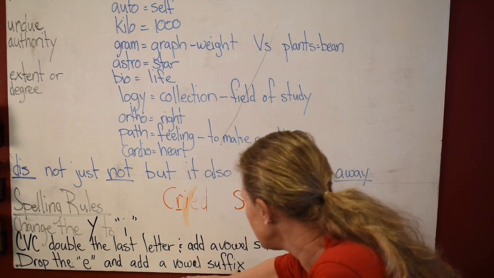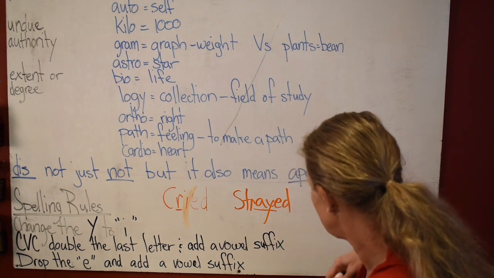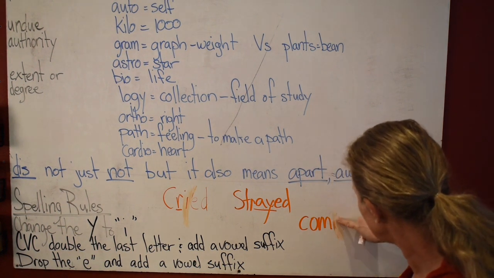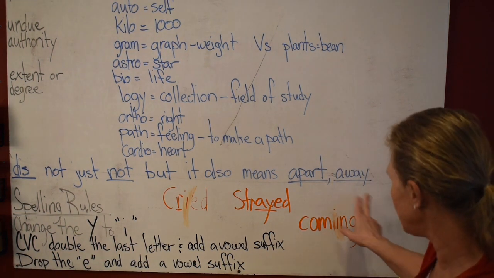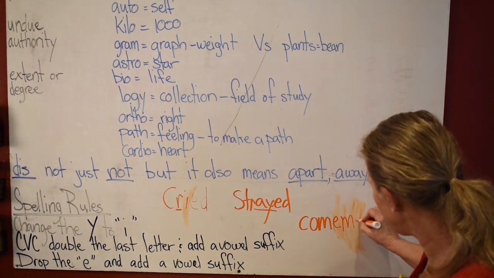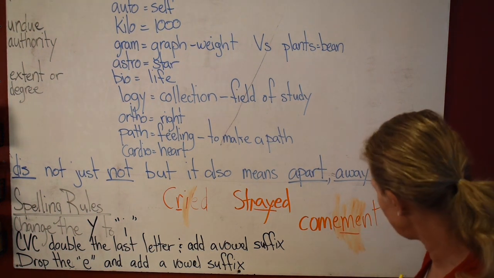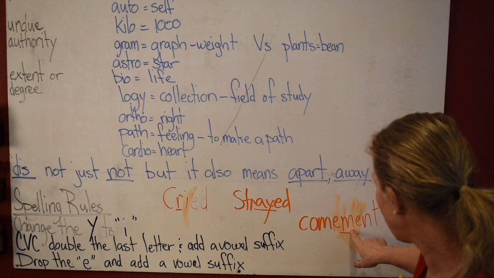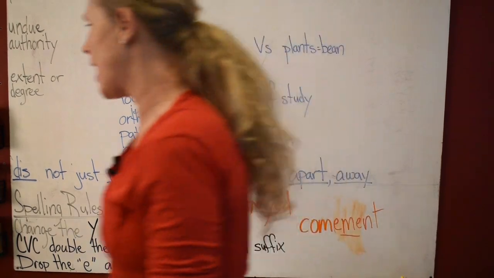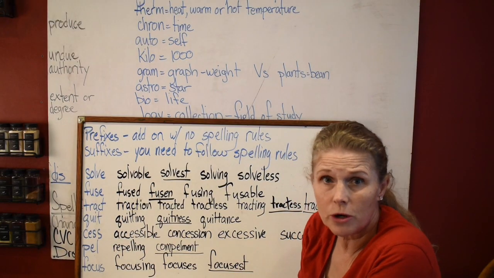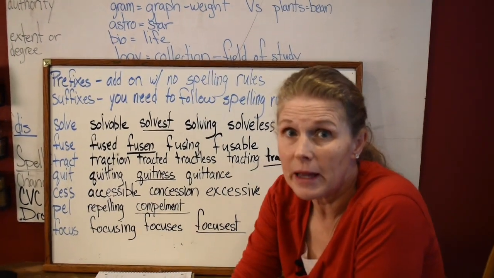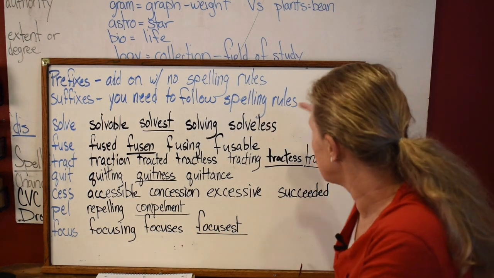Drop the E and add a vowel suffix. So, come, right? Coming. Drop the E and add on your vowel suffix. I'm going to make a nonsense word. If you're going to add a consonant suffix when you have a silent E, you don't drop the E. This is a nonsense word. It's important to have nonsense words. Well, a nonsense word is a word that doesn't exist, but it helps you learn your spelling words and your spelling rules.